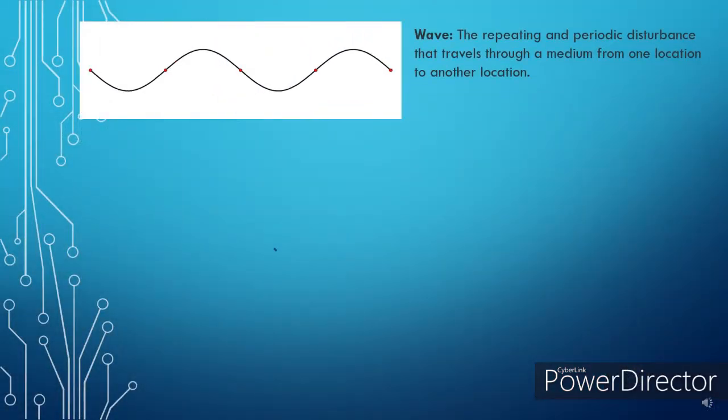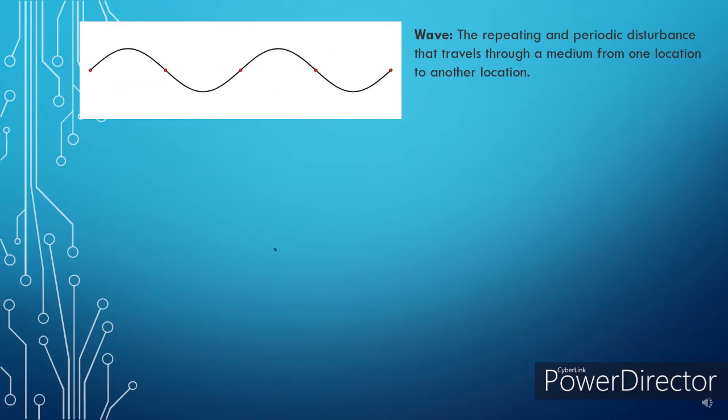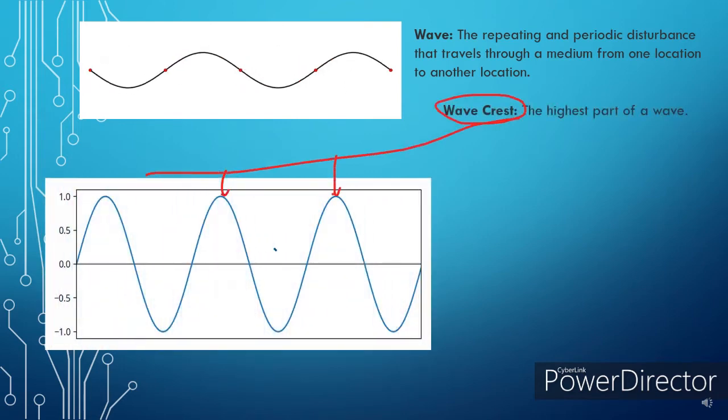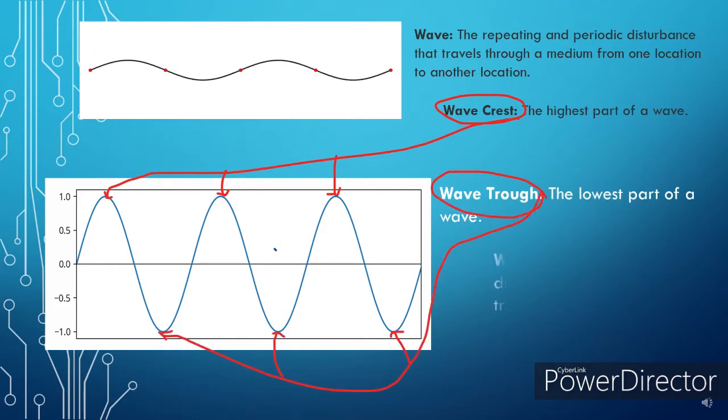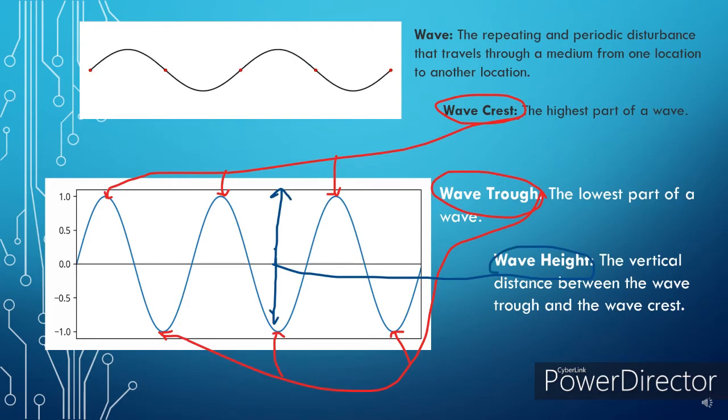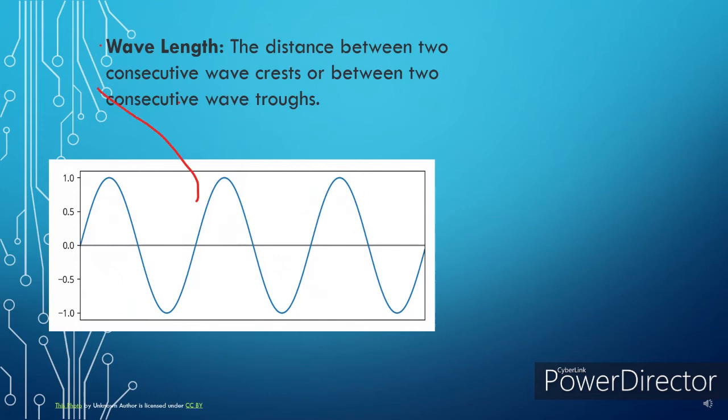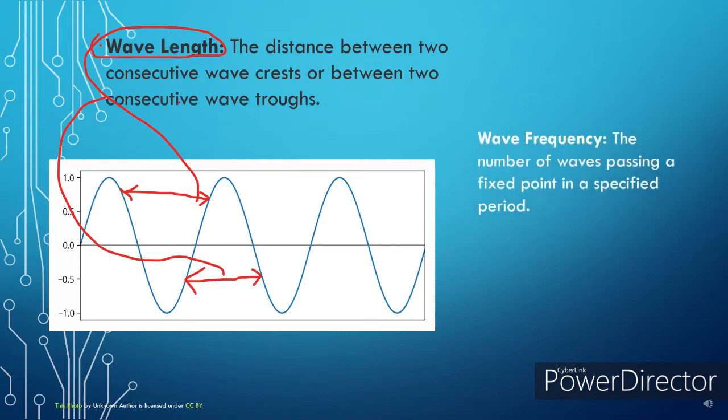Wave is the repeating and periodic disturbance that travels through a medium from one location to another location. Wave crest is the highest part of a wave. Wave trough is the lowest part of a wave. Wave height, the vertical distance between the wave trough and the wave crest. Wavelength is the distance between two consecutive wave crests or between two consecutive wave troughs. Wave frequency is the number of waves passing a fixed point in a specific period of time.